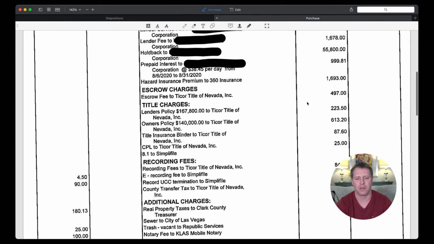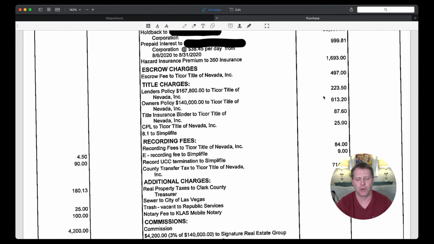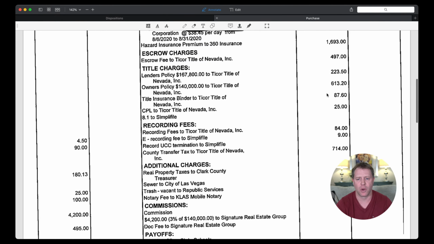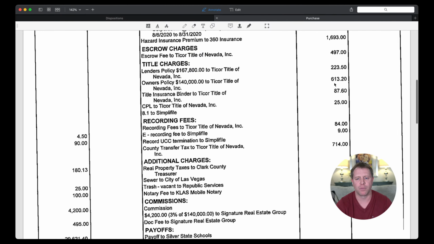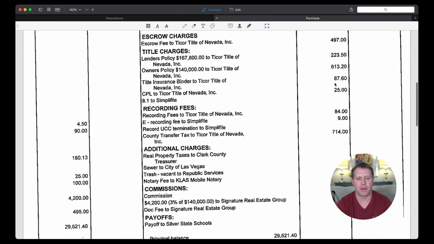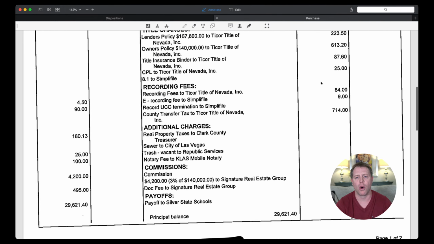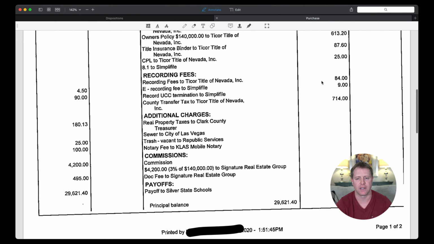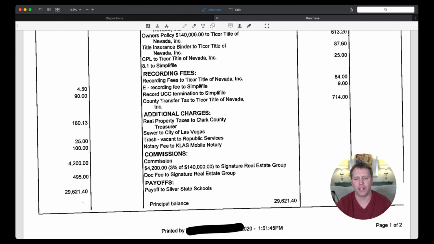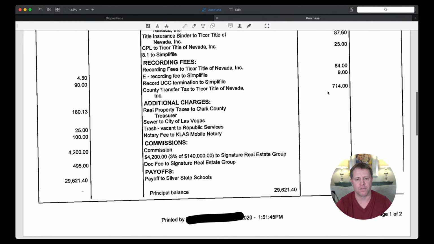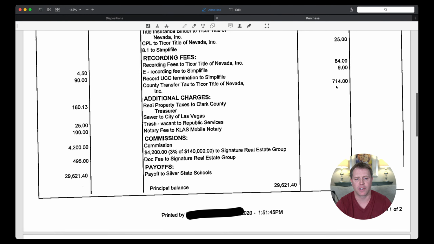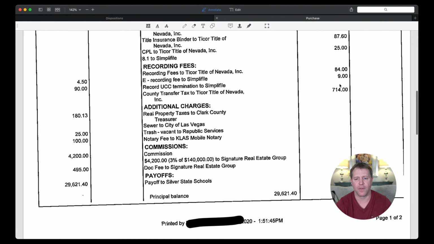And then everything else, let me just show you what that is. I don't want to take time to do the calculator, so I'm just showing you some quick math here regarding the numbers. So we have escrow fees, we have lender's policy, we have owner's policy, and this is in the state of Nevada, by the way. We have a binder fee. We have another CPL fee. And again, the title companies are going to be a little bit different everywhere. So go over with your title company what these are and what they're for. That's not the purpose of this video. And then recording fees. And then we've got a county transfer tax, which is a fee that I'm paying as the buyer.